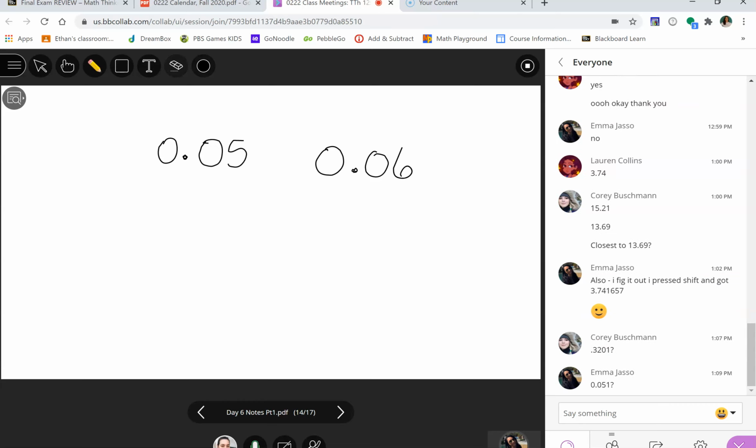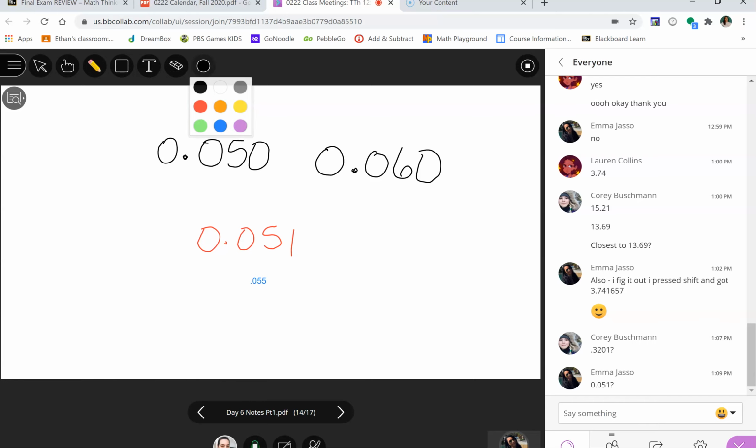So Emma suggested one. Emma wrote 0.051. Anyone else want to make a guess? Ooh, 0.055. Yeah, both of those are right because I could add more zeros to the end here.